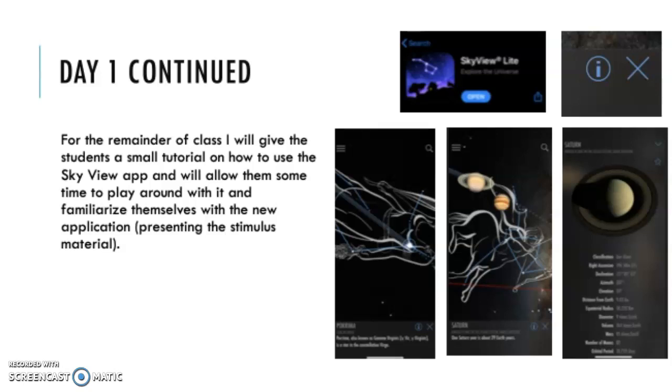I will go over the Skyview Lite app. I will show students how to get additional information using the app. I will show them how they can see a constellation, how they can view planets, and also how they can get more information on whatever item they are seeking.